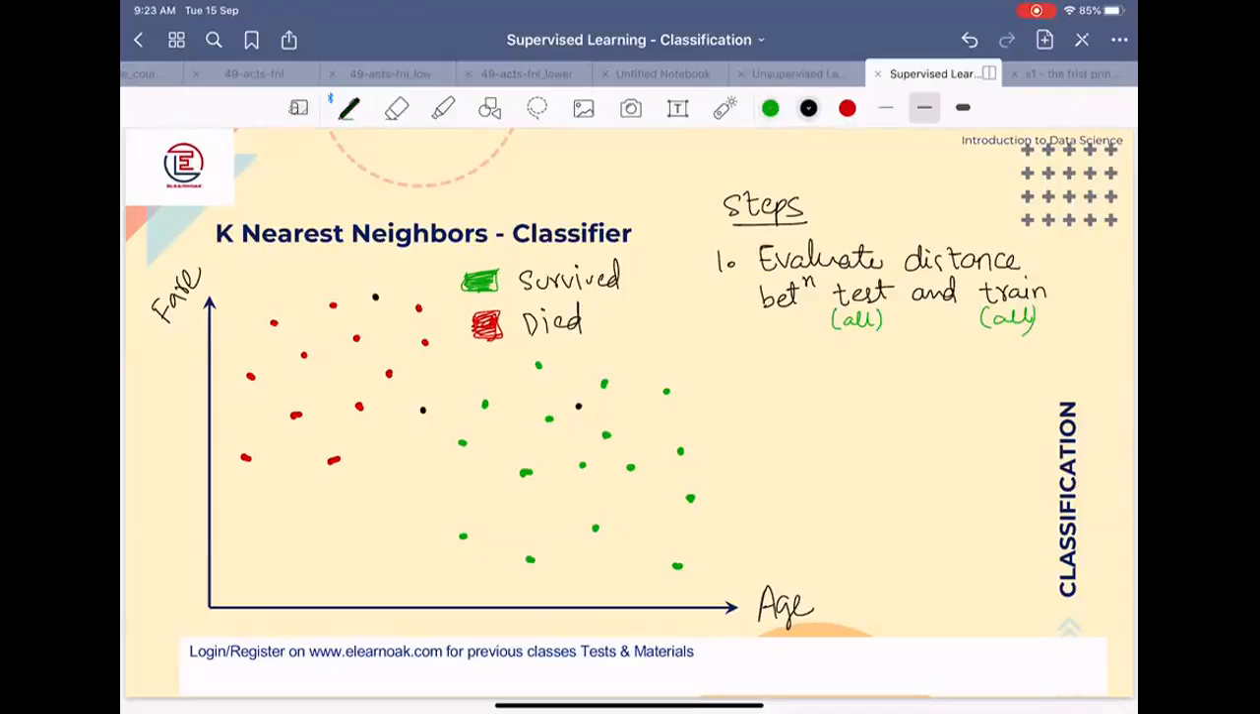Good. Once I've evaluated the distance, I have a list of distances between all the test points and all the train points. The next step would be to sort them. We have to sort them, and out of this order, we have to choose k closest distances. So, choose k closest distances. Once we have chosen the k closest distances, or the k closest neighbors would be the right word, because that is what we're doing.